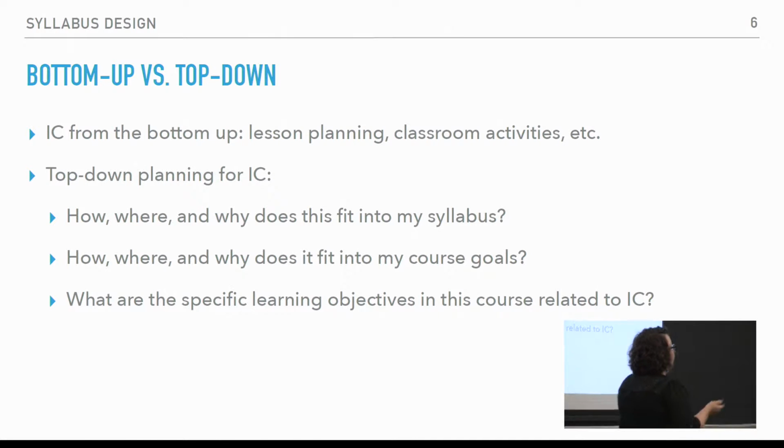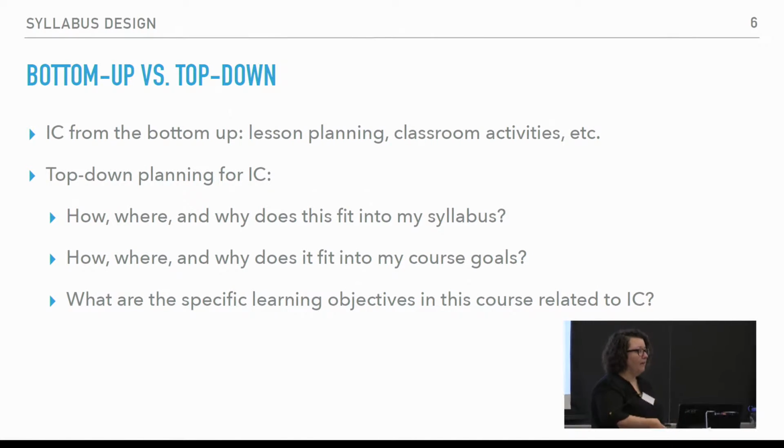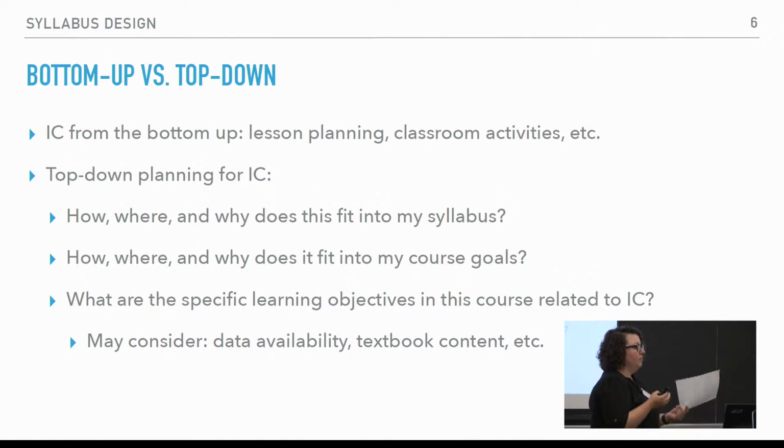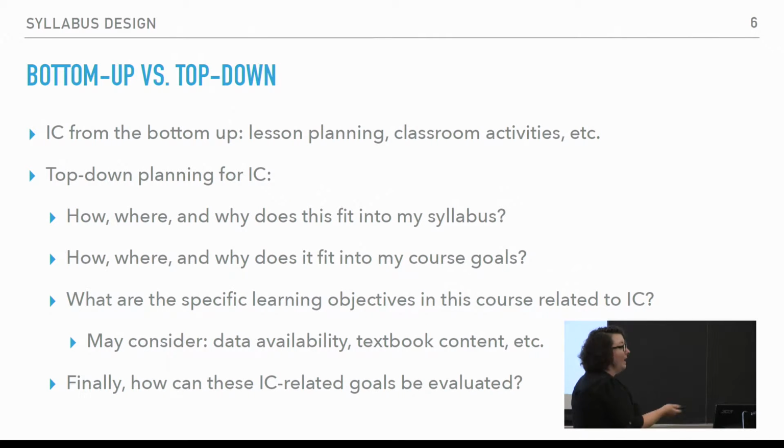And what are my specific learning objectives that I already have or can easily add that are related to interactional competence? So this is where you consider all the things we've been talking about, which is data availability, textbook content, the goals you've already created, so you're not doing something that's so outside of your course goals and your path that you'll follow. And then how can I evaluate these things is a difficult question.